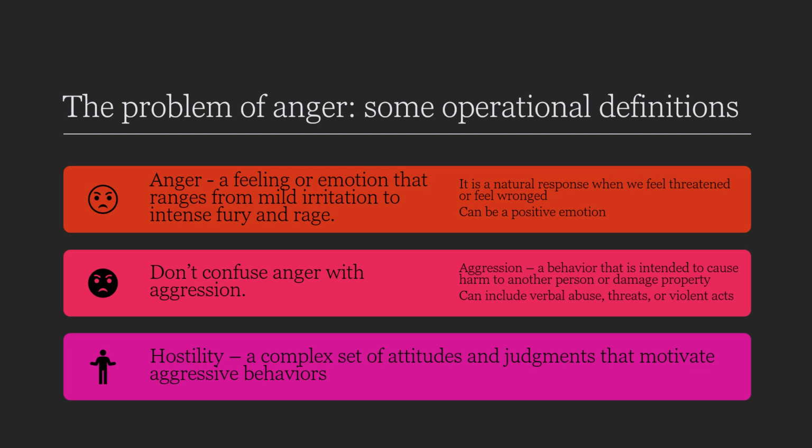A term related to anger and aggression is hostility. Hostility refers to a complex set of attitudes and judgments that motivate aggressive behaviors. Whereas anger is an emotion and aggression is a behavior, hostility is an attitude that involves disliking other people and evaluating them negatively. So in these lessons, you're going to learn some helpful strategies and skills to manage your anger, express your anger in constructive ways, solve your problems, change some hostile attitudes, and prevent aggressive acts like verbal abuse or violence.